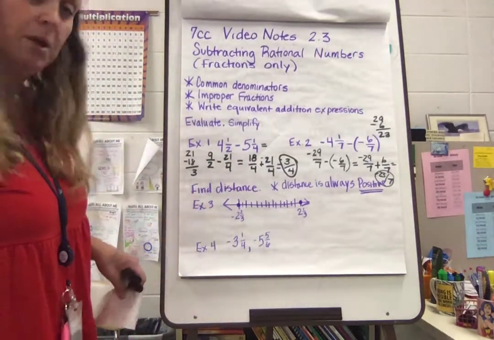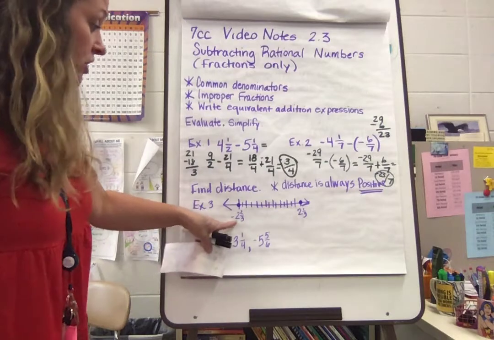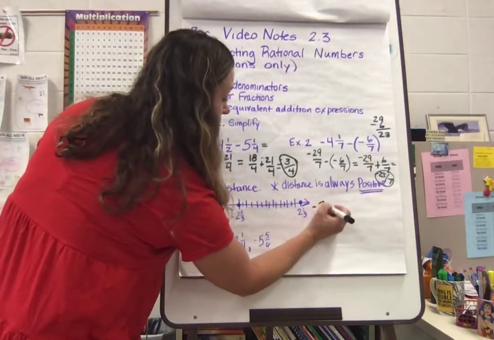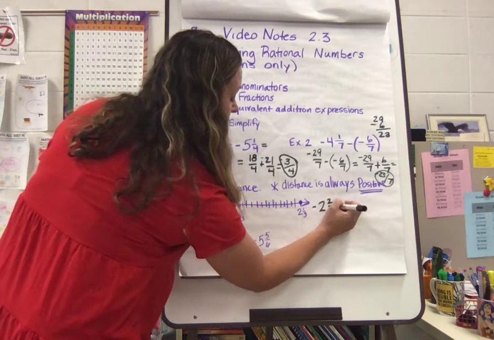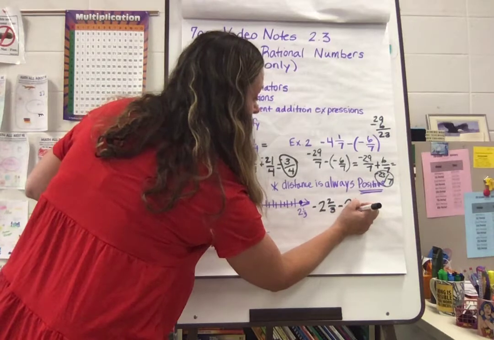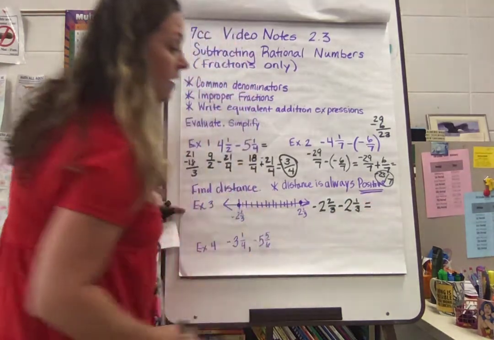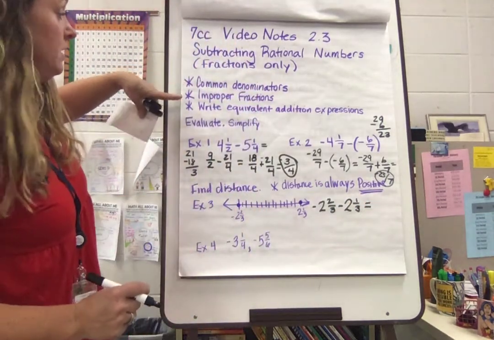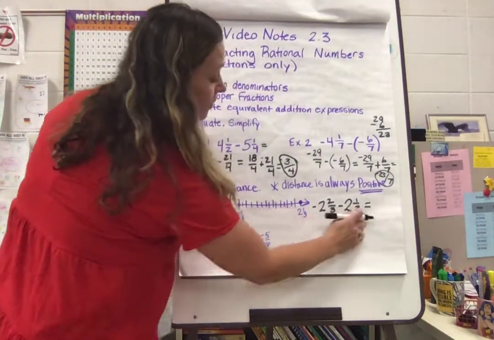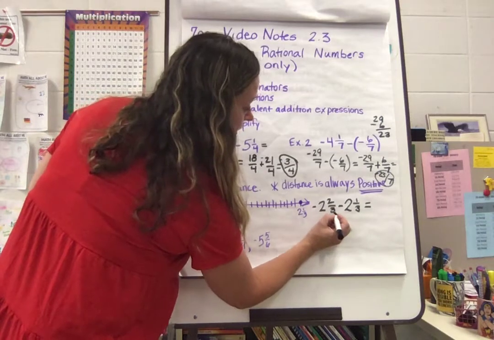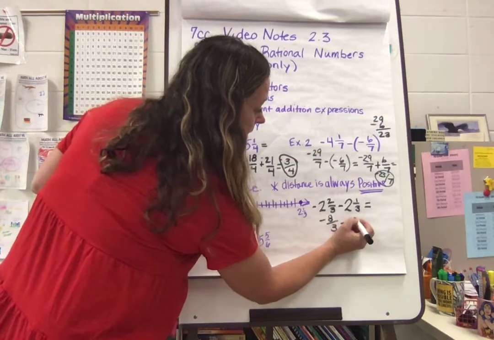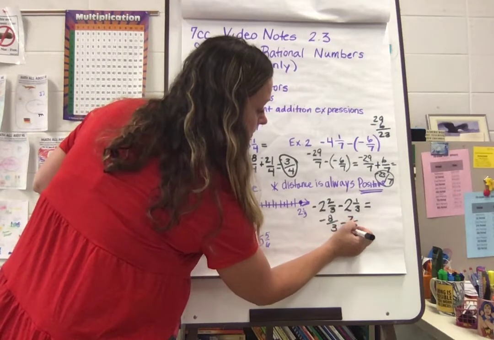So I simply set up an expression using the 2 numbers by subtracting them. So I'm going to take negative 2 2/3 and I'm going to subtract 2 1/3 from it. I'm going to follow my rules of common denominators, improper fractions, and equivalent expressions that are addition. So they already have common denominators. So I have 6, 7, 8. I have negative 8/3 minus 7/3.